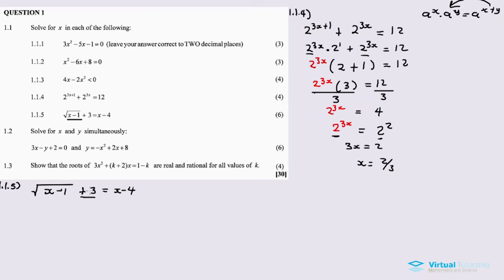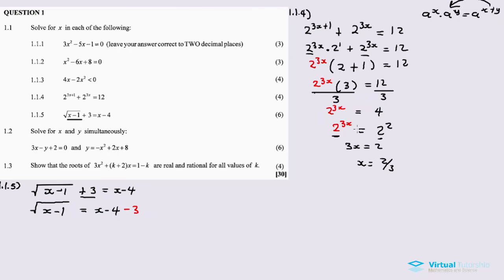You transpose the 3 so that only the square root remains. As I've said, you must isolate the square root, right? So by isolating, I mean the square root must be left alone. So the 3 must be transposed.